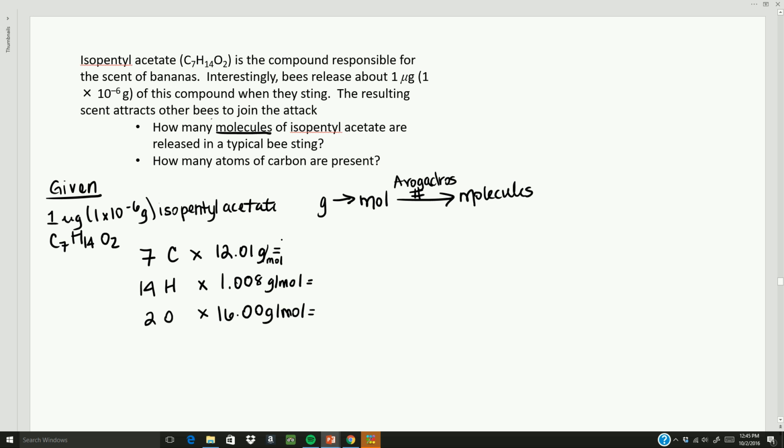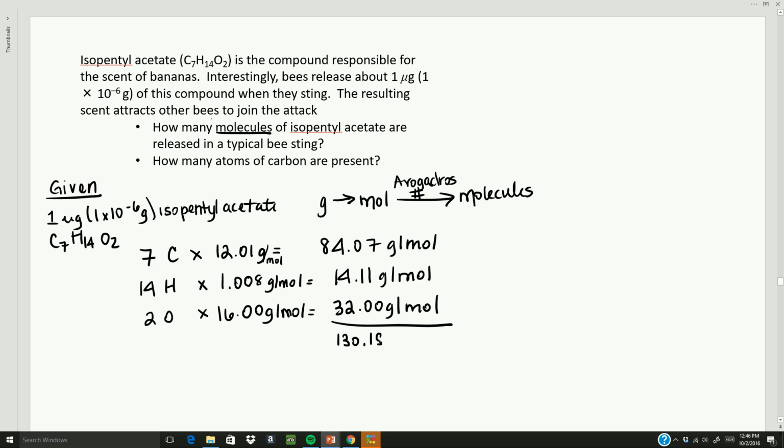Okay, so let's do that math. 7 times 12.01 equals 84.07 grams per mole. 14 hydrogens times 1.008 is 14.11 grams per mole, and 16 times 2 is 32.00 grams per mole. So if we add that all up, we get 130.18 grams per 1 mole. With proper sig figs, we have 2 decimal places in all of these numbers, so our answer needs 2 decimal places.